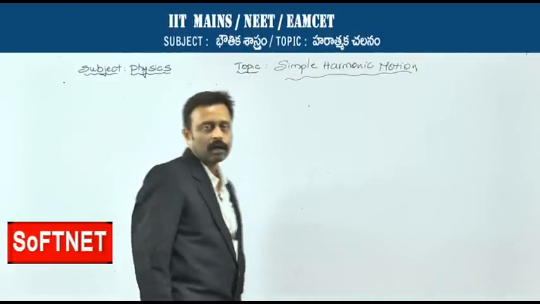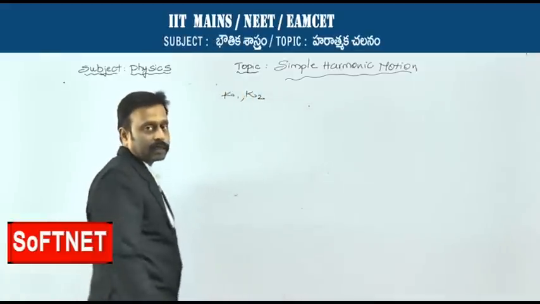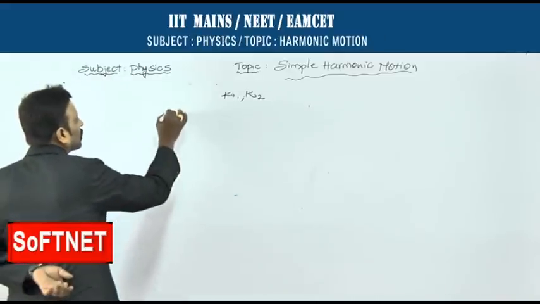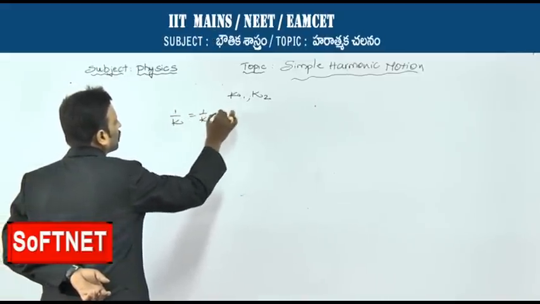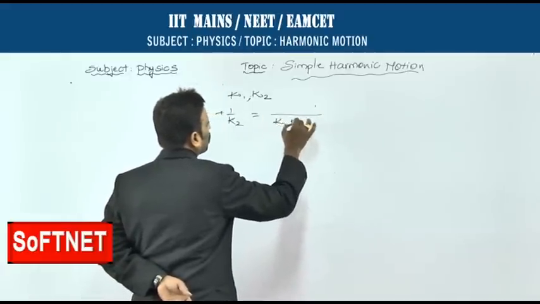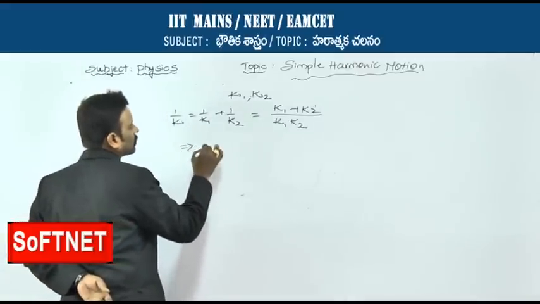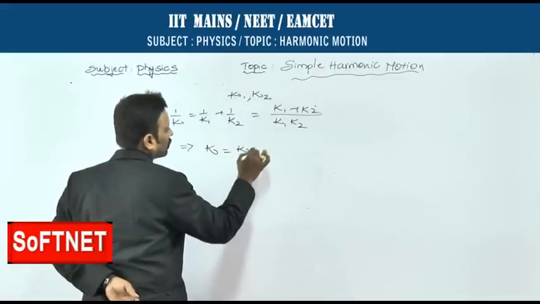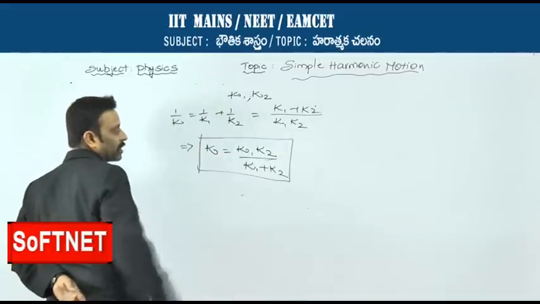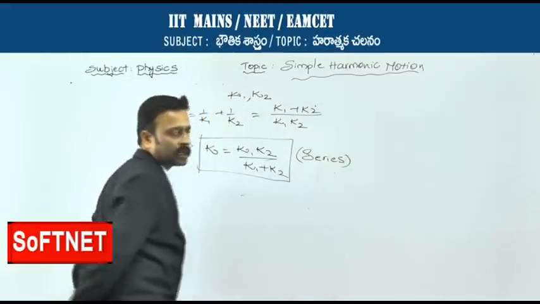Two springs having force constants k1 and k2 are connected in series. In this case, the effective force constant is given by 1 by k is equal to 1 by k1 plus 1 by k2. After taking LCM, k1 k2 in the denominator, and the numerator is k1 plus k2. From this, the effective spring constant k is equal to k1 k2 by k1 plus k2. This is the formula for effective spring constant when the two springs are connected in series.